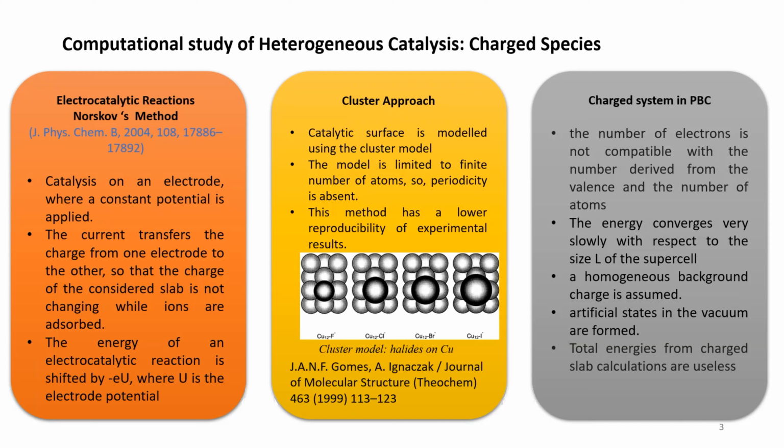But if we don't have an electrical circuit, the slab is charged, and the extra charge is not transferred to some other place. And we can do this calculation in two ways. One is the cluster approach, in which the catalytic surface is modelled by a cluster. The cluster is limited to a finite number of atoms, so there is no periodicity. And this method has a lower reproducibility of experimental results. Of course, people do it and find important results.